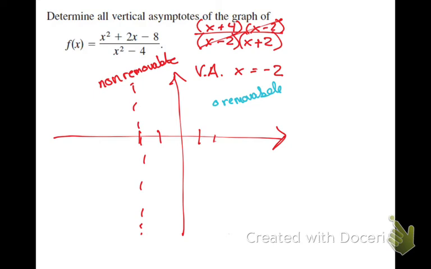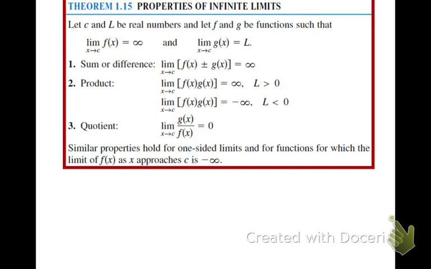It looks like O removable. O removable. Am I good? Yeah. I thought that was something.